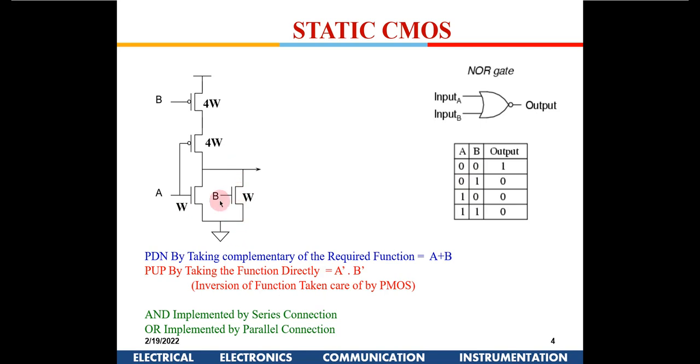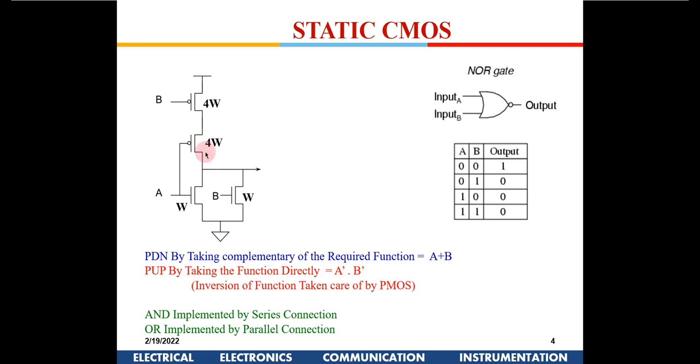And since there is only one in the worst case, I should not consider these as parallel two and put W by 2, because in the worst case only one of them might be pulling it down. So catering for the worst case, I am going to put W here.